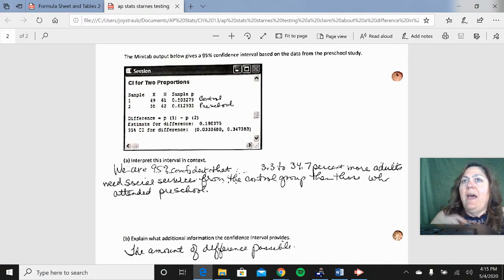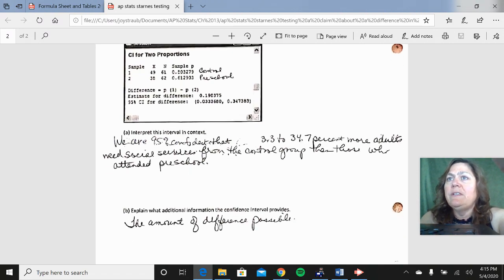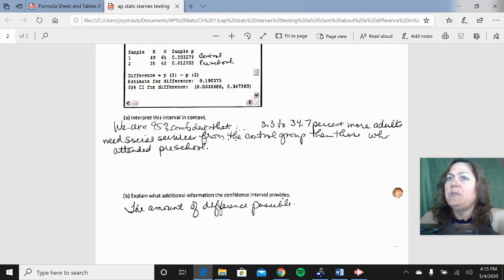So as I looked at the back of this worksheet, I see that this right here was the control group, and this is the group that went to preschool. They had them backwards from how I did them in my problem, of course. So then when I looked at this, we are 95% confident that 3.3 to 34.7% more adults need social services from the control group than those who attended preschool. Okay. So our true proportion difference is between those two percentages.